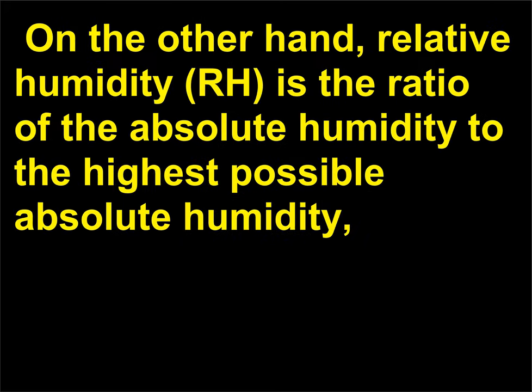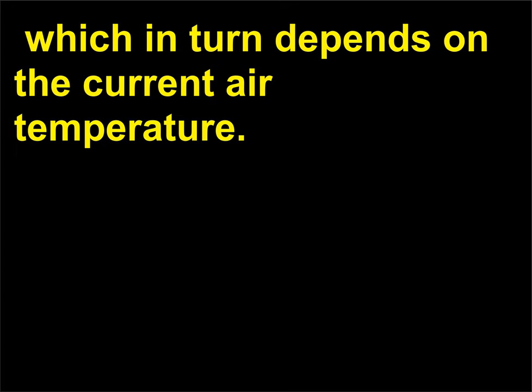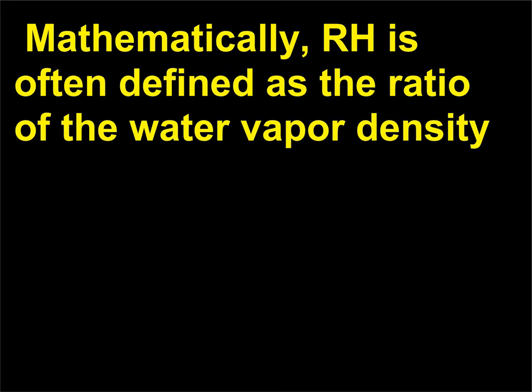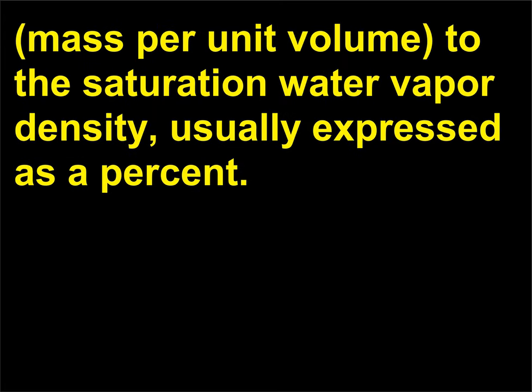On the other hand, relative humidity, RH, is the ratio of the absolute humidity to the highest possible absolute humidity, which in turn depends on the current air temperature. Mathematically, RH is often defined as the ratio of the water vapor density, mass per unit volume, to the saturation water vapor density, usually expressed as a percent.